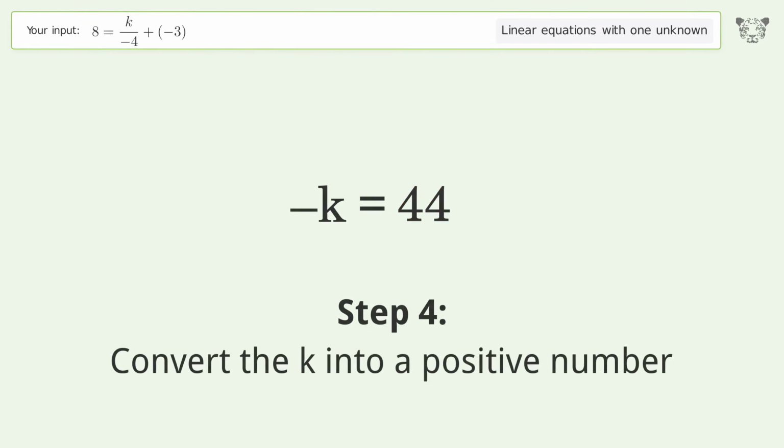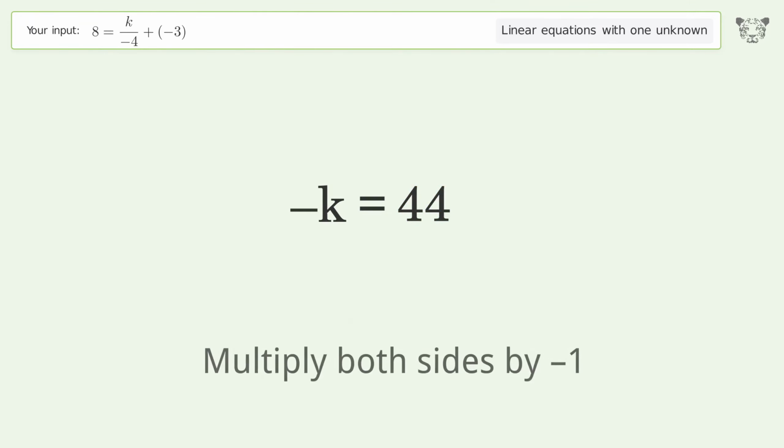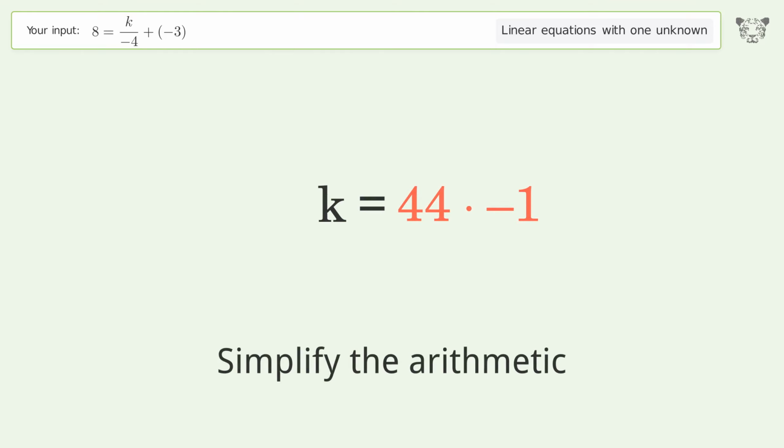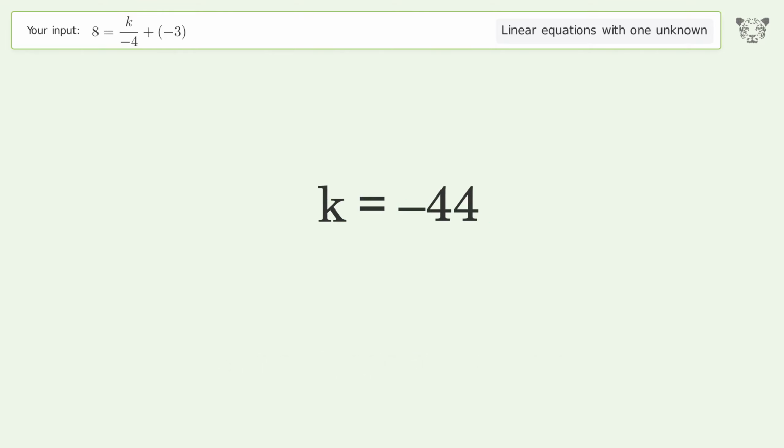Convert the k into a positive number. Multiply both sides by -1. Remove the ones. Simplify the arithmetic. And so the final result is k equals -44.